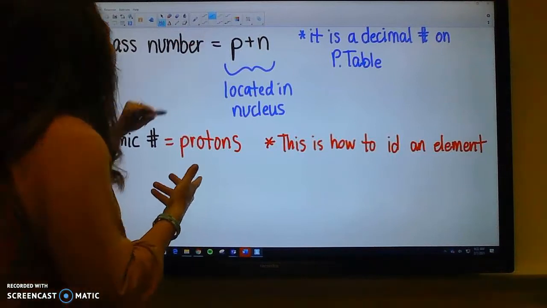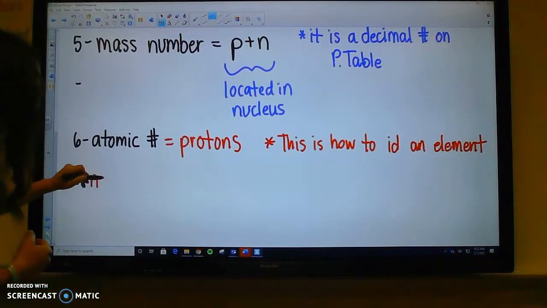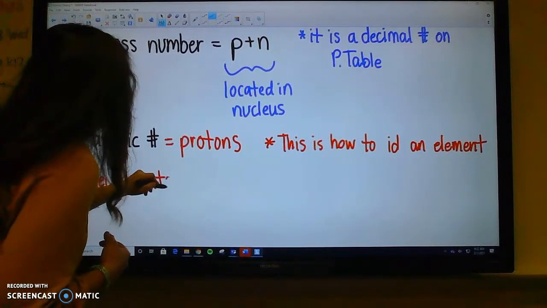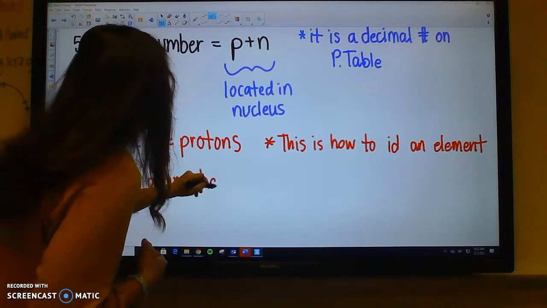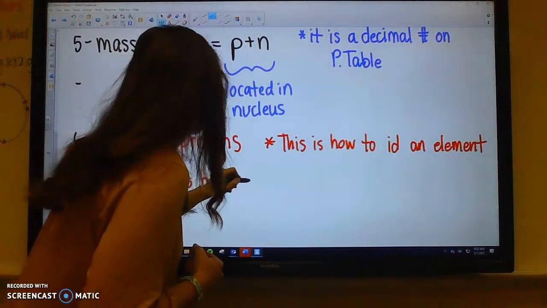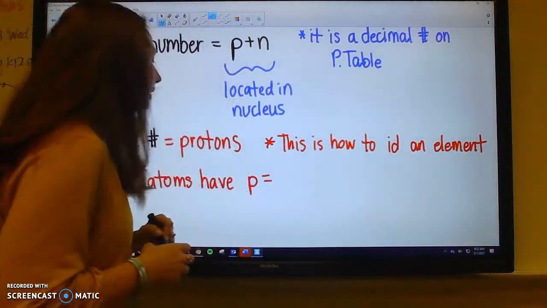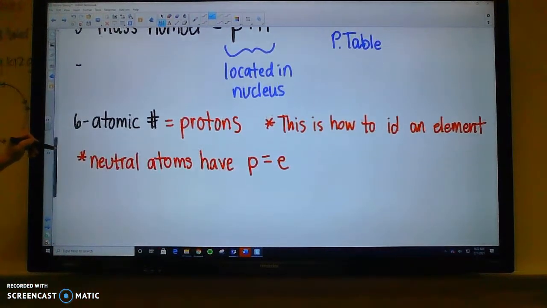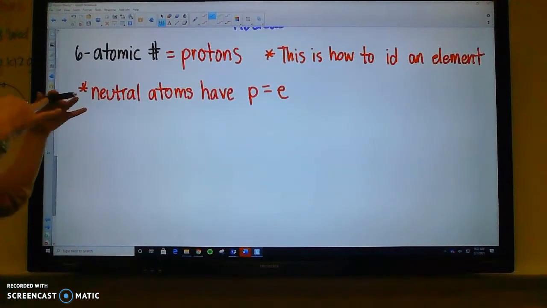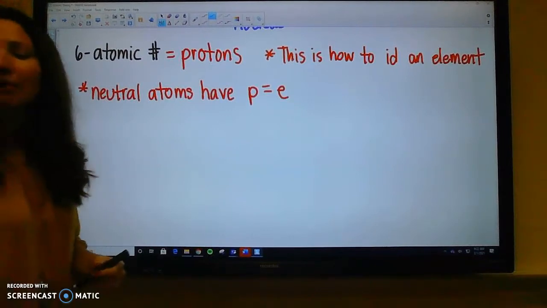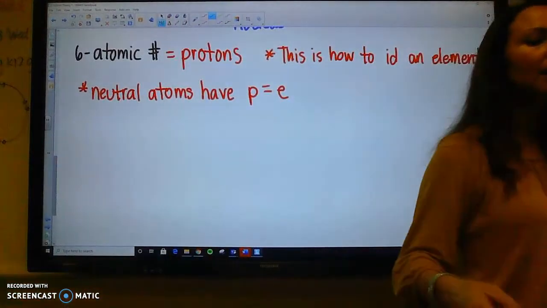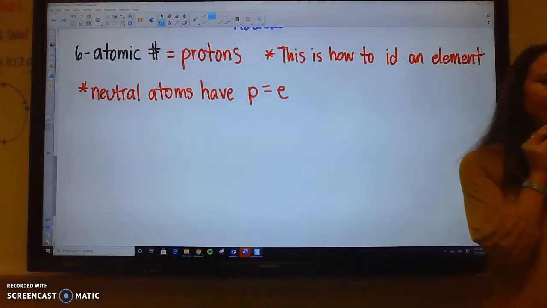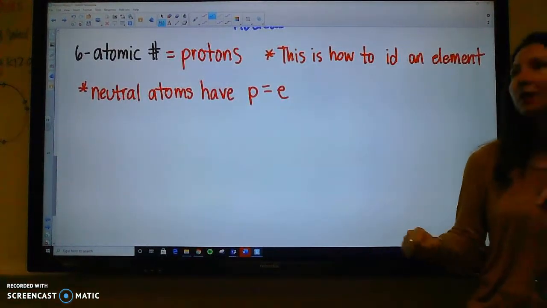And the other thing I need to tell you about this is that when we have a neutral atom, what would the number of protons also equal? Would it be neutrons or electrons? It would be electrons, okay? So if you have a neutral atom, they're going to have equal numbers of protons and electrons. Remember, electrons are negative, protons are positive, so if the atom has no charge, then protons and electrons are equal. Okay? So we just have two more things we're going to write down.